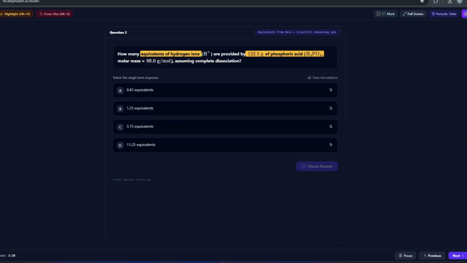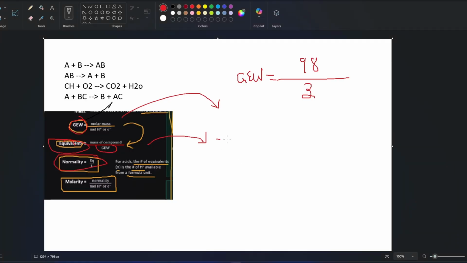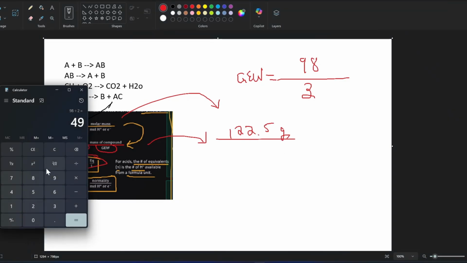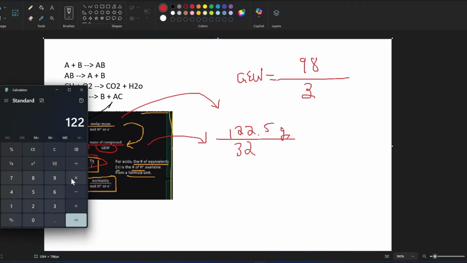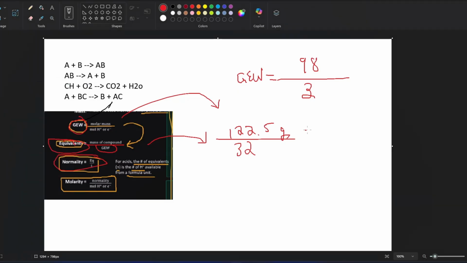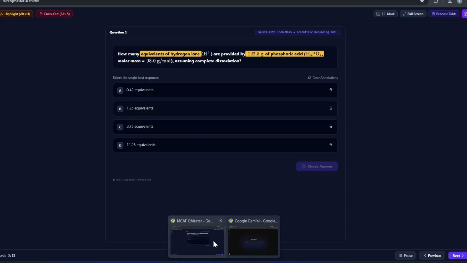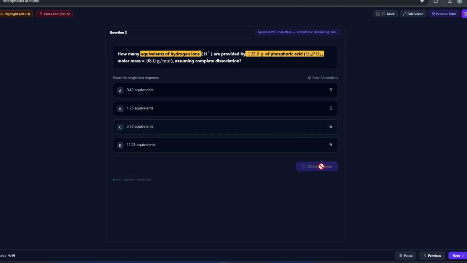Okay. And then equivalence of hydrogen ions is mass of the compound, 122.5 grams over GEW. So 98 divided by 3, 32. So 122 divided by 32, I got 3.8. So let's just see if that was right. We want to see if that was right. 3.8. It's not even on here, so maybe we got it wrong.